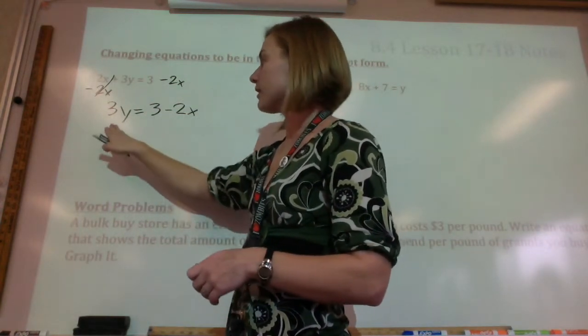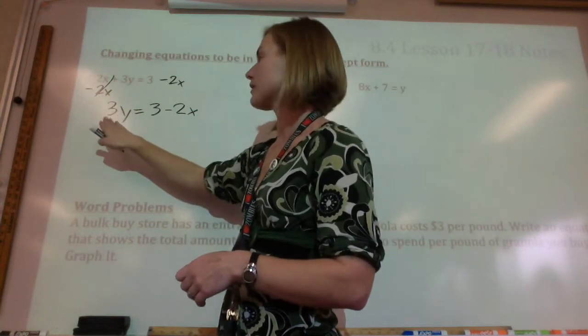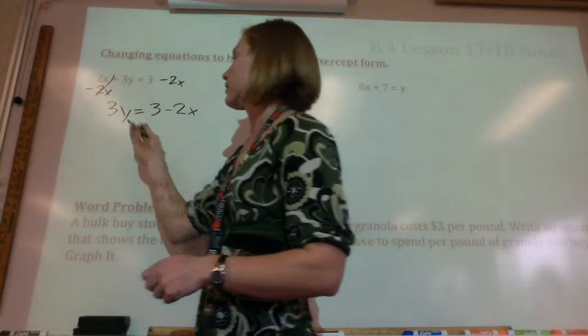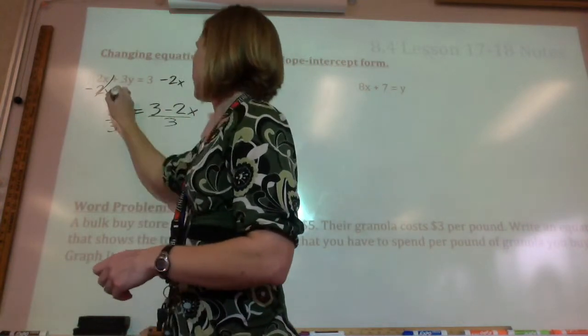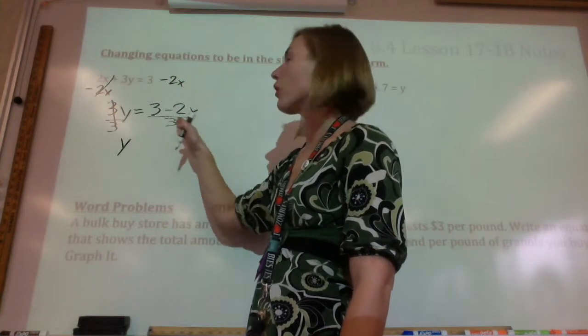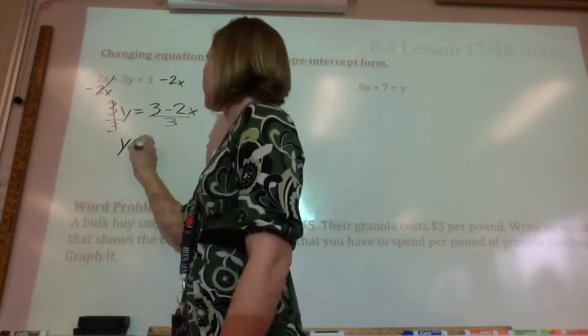The next thing I need to do is get rid of the fact that we're multiplying by 3. We're going to do that by dividing by 3. Now, when we have it like this, we can kind of break it up so both of them are over 3.